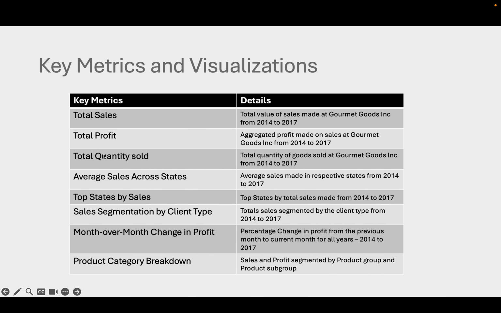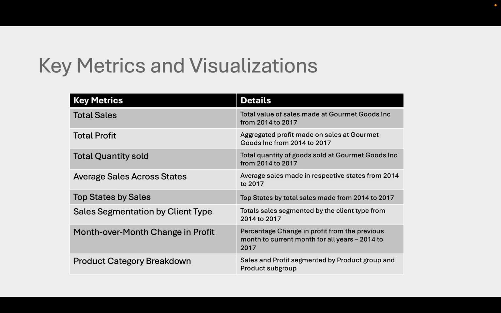Those are some of the key things that we look out for in terms of the data itself. Total quantity sold for each product: for example, how many pencils were sold on each day or for this particular transaction, and so on and so forth. The next metric was average sales across states. Average sale across states looks at, for each state, what is the average sale that is made in terms of the dollar amount?